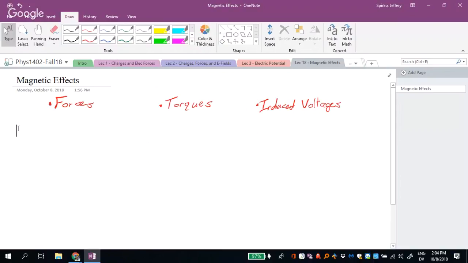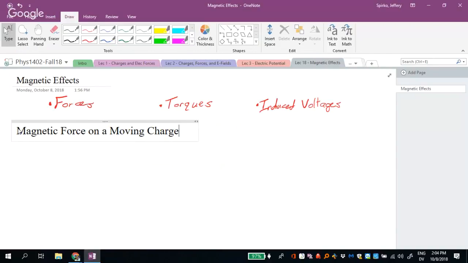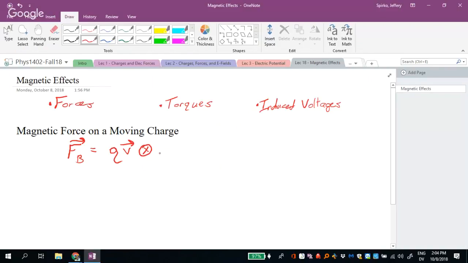So this week's lab, and the first thing we're going to do, is talking about the magnetic force that exists on a moving charge. And there's a couple of different ways we write this. One way is to call it F sub B. I always call it F sub B. It is Q V times, or cross, B.